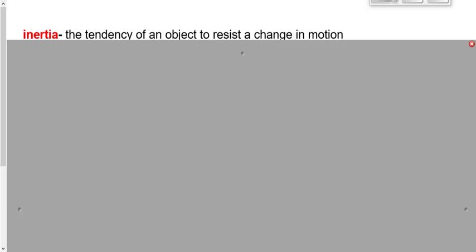Objects are kind of lazy. Like, if they're at rest, they just want to stay there. They don't want to do anything. They don't want to change their motion. Hey, I'm happy doing what I'm doing. If they're moving, then they just want to stay moving. They want to keep doing what they're doing.